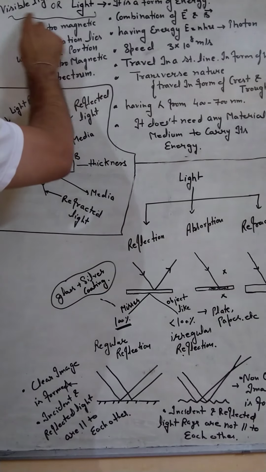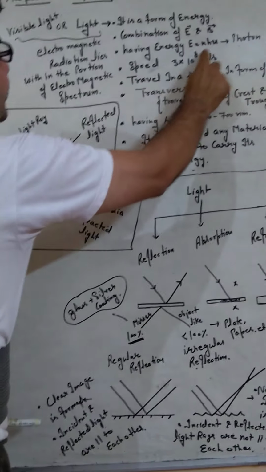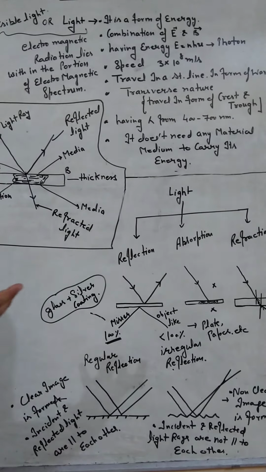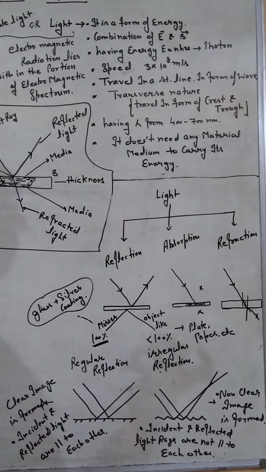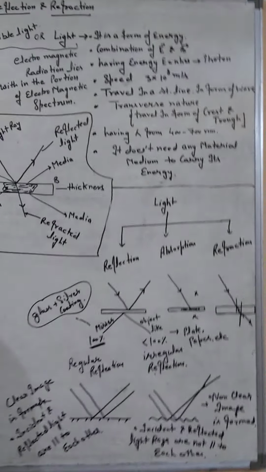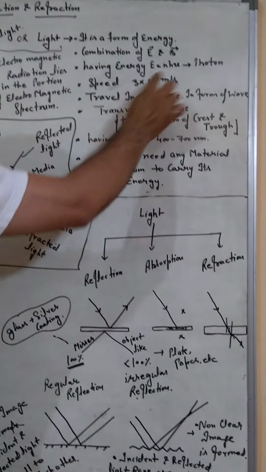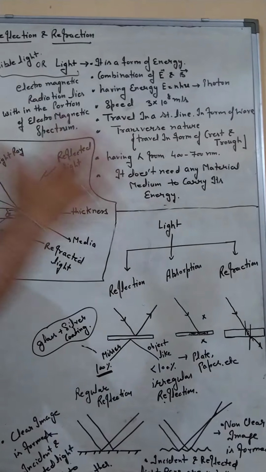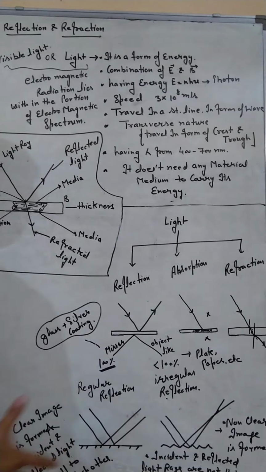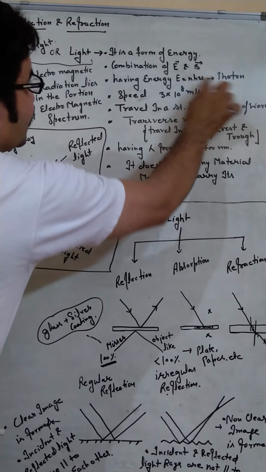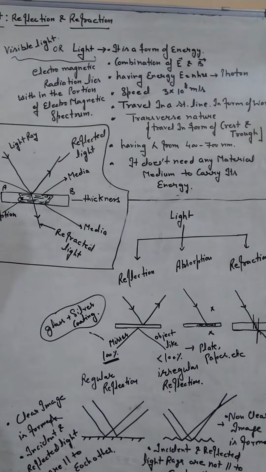Third one, visible light has energy E = nhν, which is called a photon. Actually a packet of energy is called a photon, and lots of packets collectively combined make light. The energy of each photon is given by E = hν, where ν is the frequency and h is the Planck constant, and n is the number of photons falling on the surface of the body. In that manner the actual formula is E = nhν.